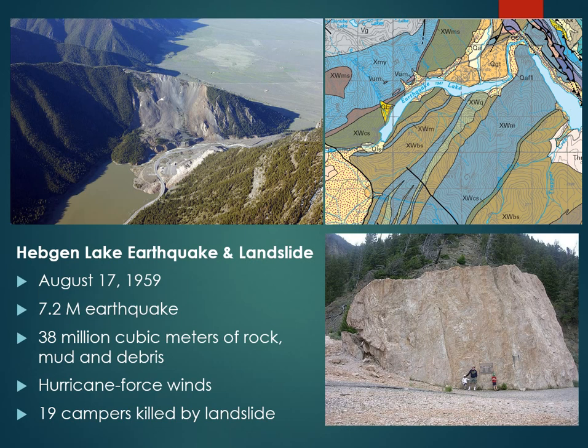Now this foliation issue actually caused a really nasty landslide back in the 50s. On August 17th, 1959, in the middle of the night, there was a magnitude 7.2 earthquake near Yellowstone. What that did is caused all sorts of problems in Hebgen Lake, Montana. One of the most famous locations is this landslide you see in the top left picture. You see how there's no trees there? That's because there was a landslide.